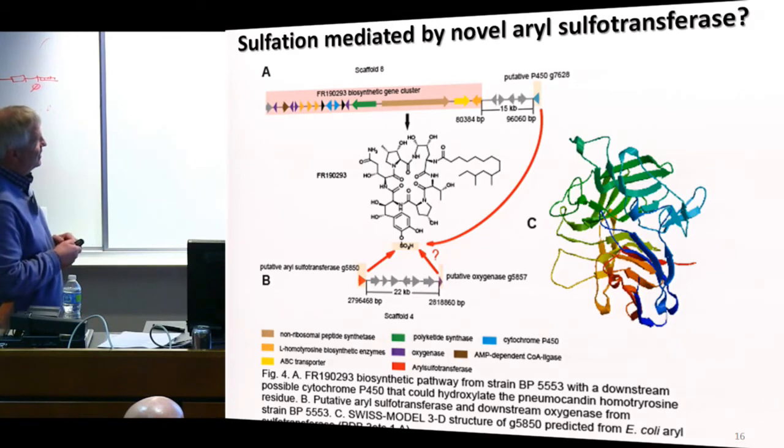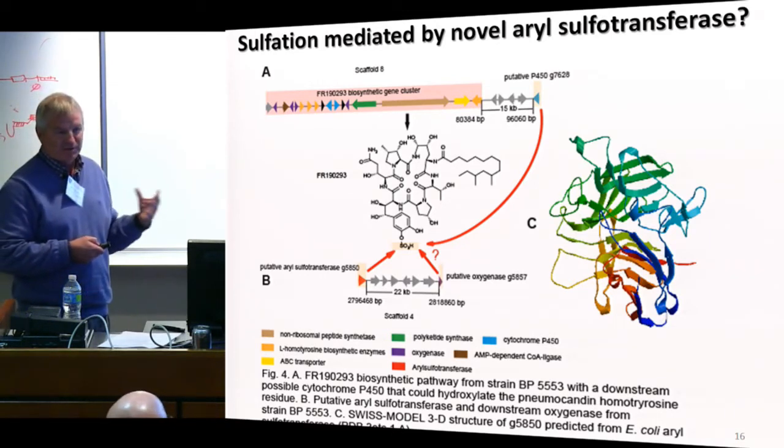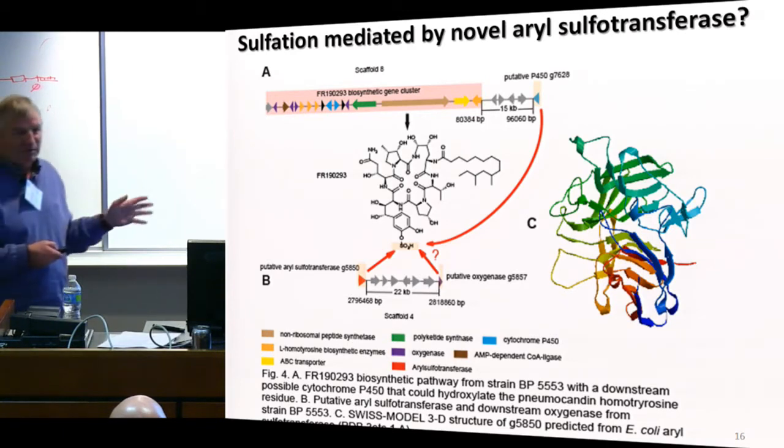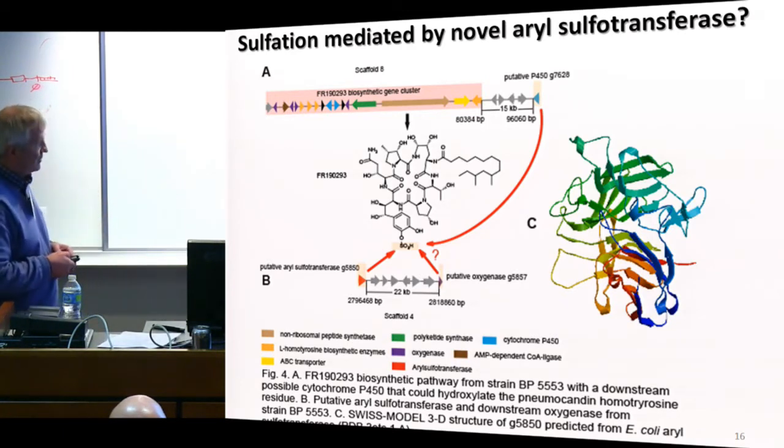There's no obvious candidate for a sulfotransferase here. However, we started doing some BLAST searches and some modeling, and we did find a putative aryl sulfotransferase on one of the other scaffolds. We went to model this, and surprisingly, we thought maybe we could use a human sulfotransferase as a model to figure out what this might look like. It has almost no homology to the human sulfotransferase, but it's quite similar to some bacterial aryl sulfotransferases, and we used an E. coli aryl sulfotransferase to try to generate a model.